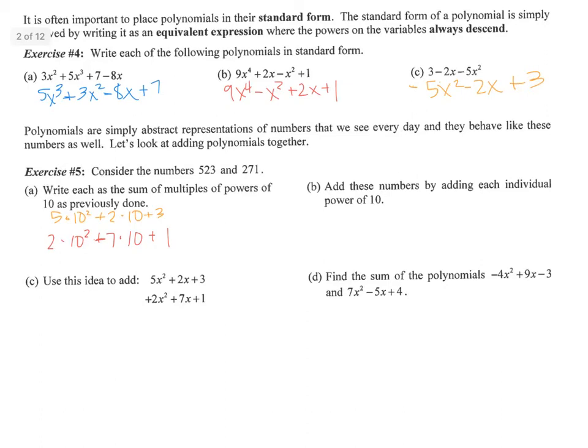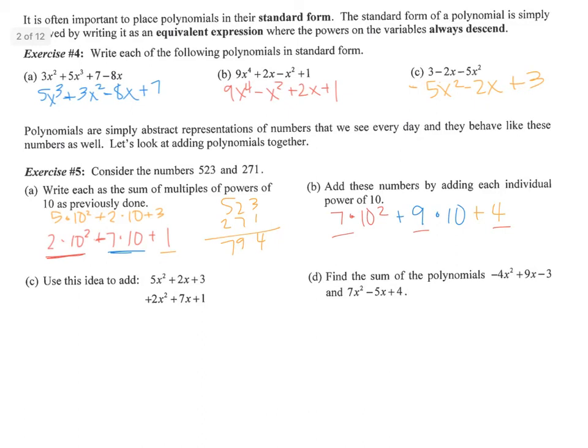So what that looks like is we're going to add together the ones that are 10 squared. So I have 5 times 10 squared and 2 times 10 squared, which becomes 7 times 10 squared. And then I have 2 times 10 and 7 times 10, so those become 9 times 10. And finally, 3 plus 1 becomes 4. If I were to add together 523 and 271, I get 497. Is it true that I get 497? Yes.